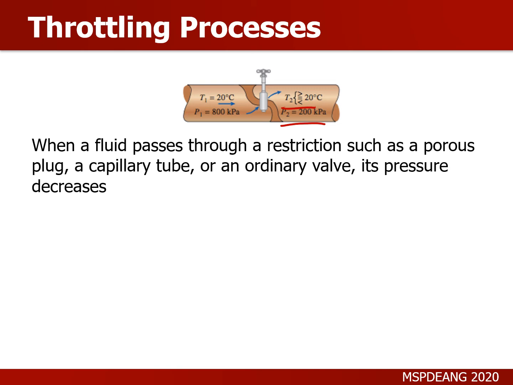Kasi for an ideal gas, alam natin na throttling process, delta H is equal to 0, enthalpy is only a function of temperature for an ideal gas. So therefore, kung ideal gas, dapat T2 is equal to T1. Pero for real gases, the behavior may be different. Okay, so the temperature may decrease or the temperature may increase now.